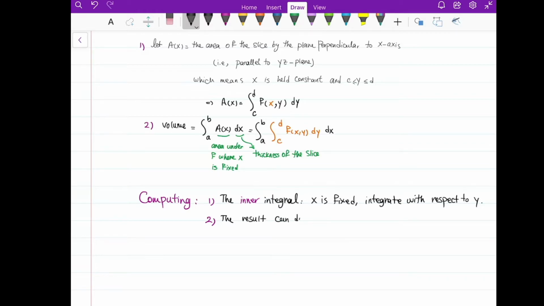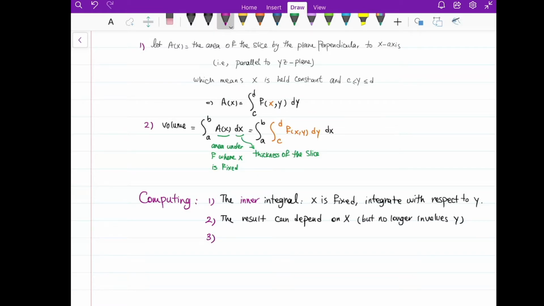And then after that the result can depend on x, right? But no longer involves y. Why is that? Because if you take the integral in here with respect to y, then y is from c to d, so we're going to replace all the y's that we have with c and d using the fundamental theorem of calculus. So all we get is just x. We just have x, no y anymore.